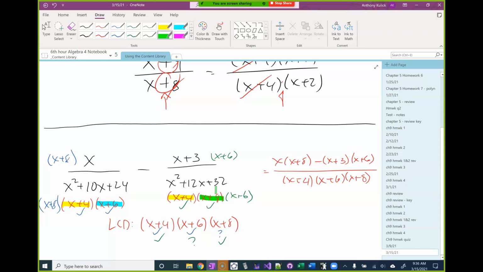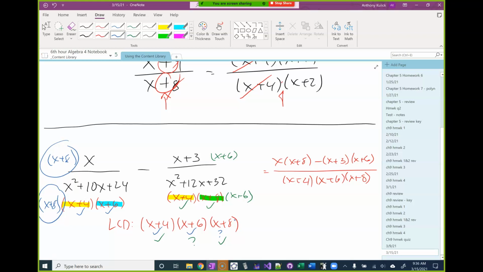Good? So then what I did is, okay, this is the denominator I need these fractions to have. In order to make that first fraction have that LCD, I needed to put in the x plus 8. So I multiply the top and bottom, which is just the same as multiplying by 1, right? And I'm allowed to do that because it doesn't change anything, it just looks different. Is that okay?